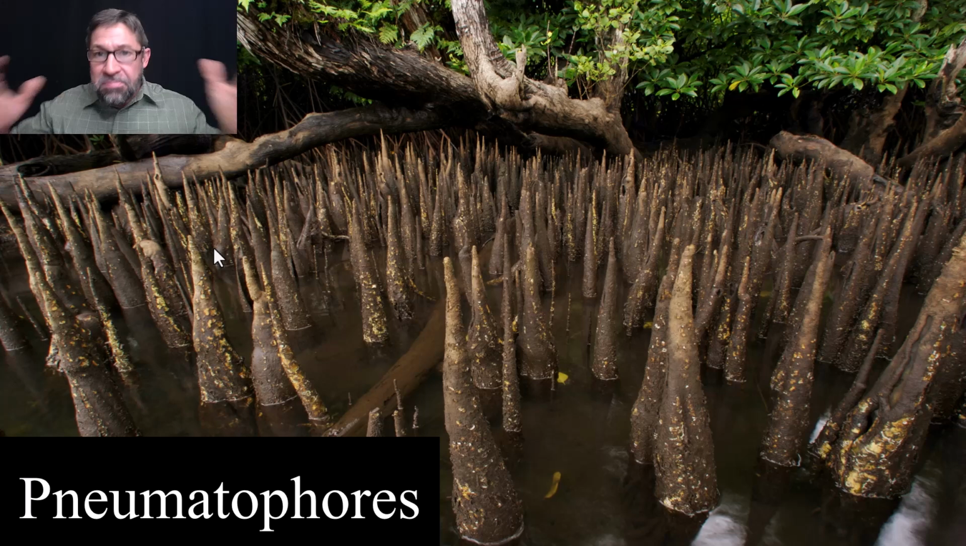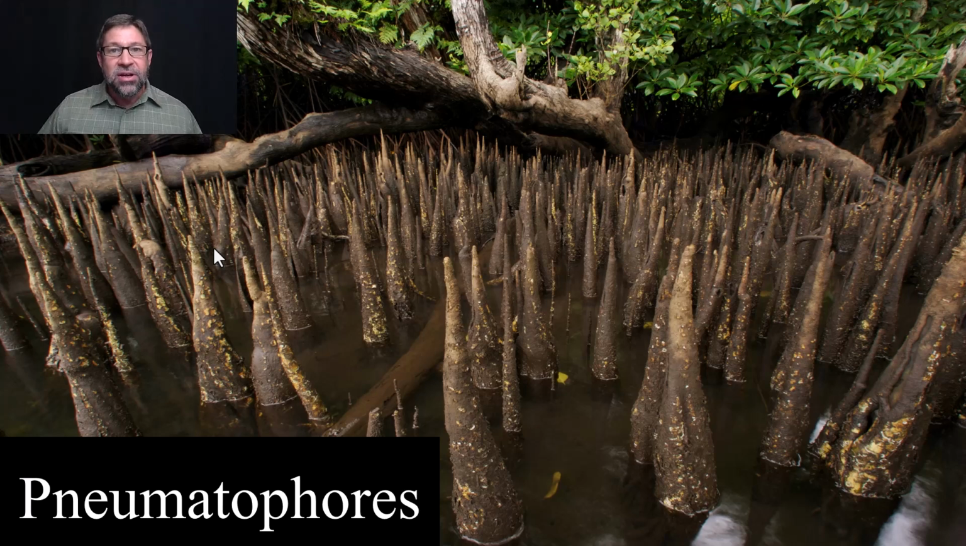Wait, I thought plants do photosynthesis and oxygen is a waste product that they're getting rid of. Well, that's true, but where do plants do photosynthesis? In their roots? Of course not. They're doing photosynthesis in their leaves. Those roots still need oxygen to burn glucose and create ATP in cellular respiration.